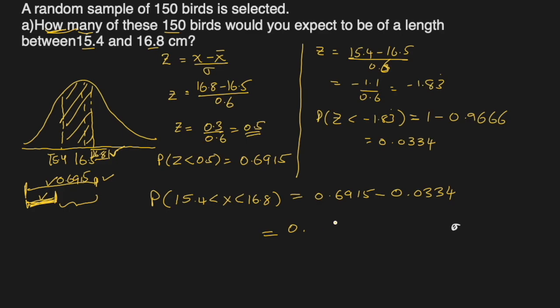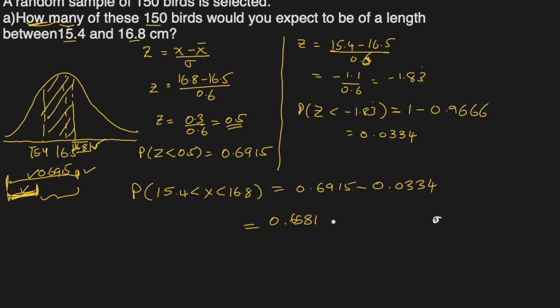How much? 1, 8, 5, 6. But they ask how many of these birds will we expect to have this length. So how many is the number we want, and for that we had number of birds from 15.4 till 16.8 will be NP, the total numbers and the probability they have.